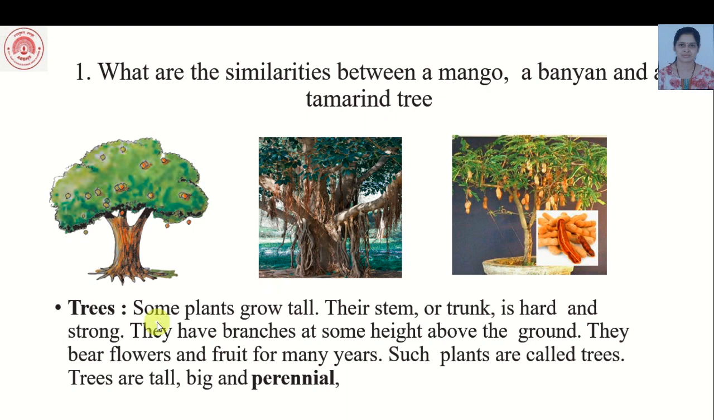So, some plants grow tall, and their stem or trunk is hard and strong. They have branches at some height above the ground. Just observe the branches of the mango tree. Its branches are at some height above the ground. They bear flowers and fruits for many years. So such types of plants are called trees. Trees are tall, big and perennial.